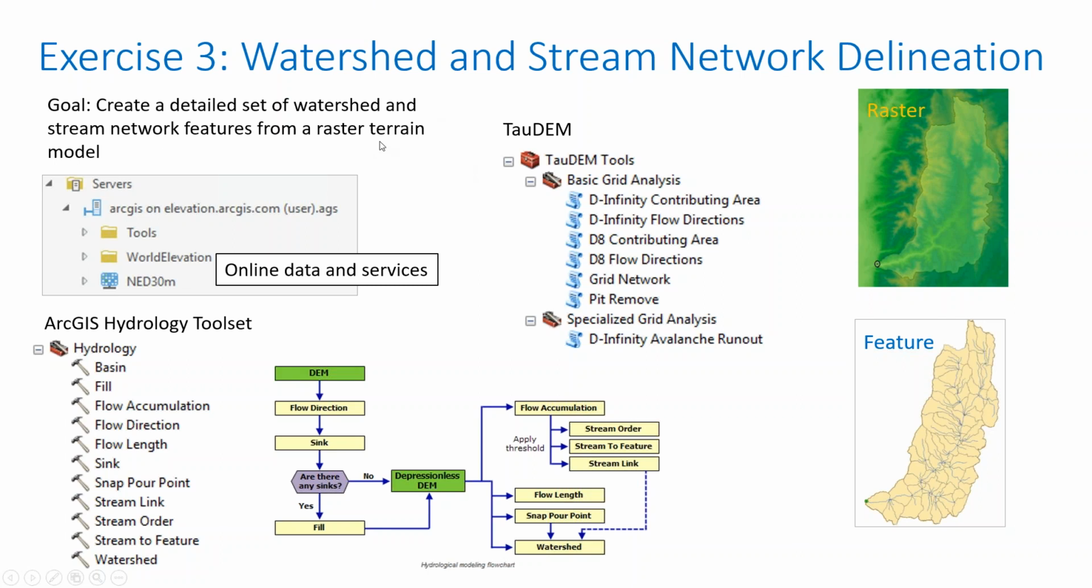We'll talk a bit about what a raster terrain model is, but it's basically a representation of the topography. And we'll be able to do that with online data services, as well as with the hydrology toolset that's built into ArcGIS, as well as with the Towdem software, which is software that I've developed over the years that has some specialized functionality for watershed delineation that I'll briefly introduce to you.